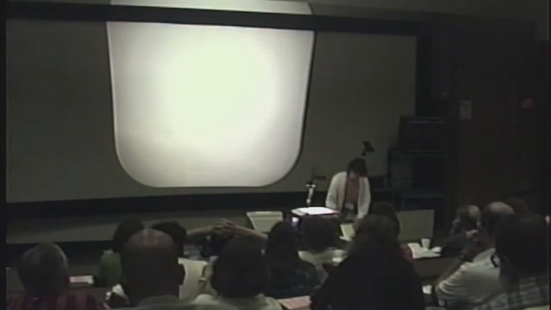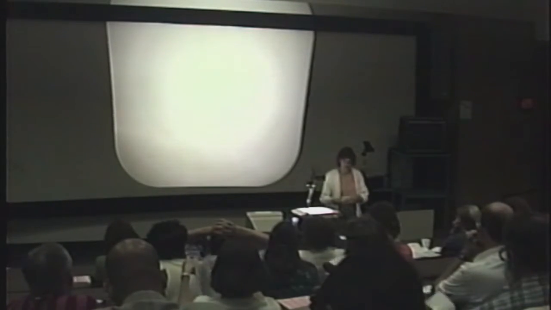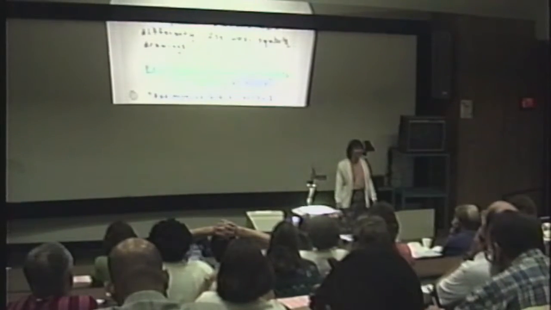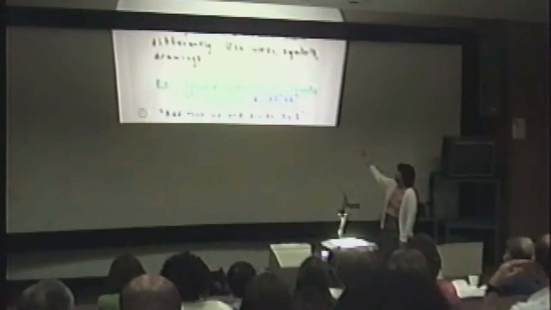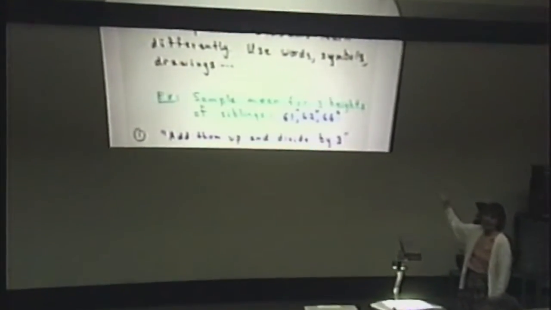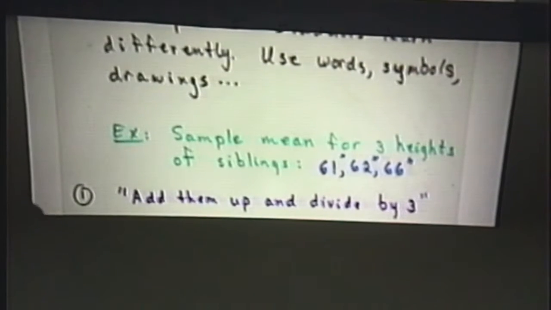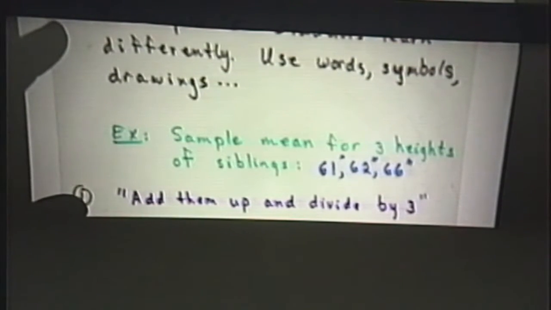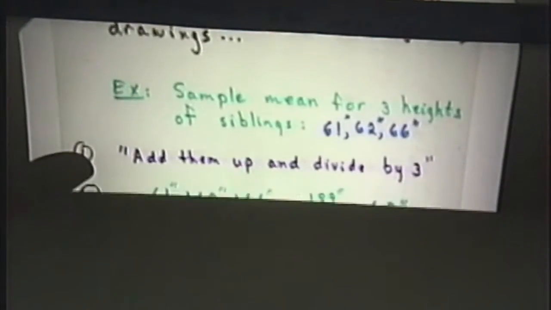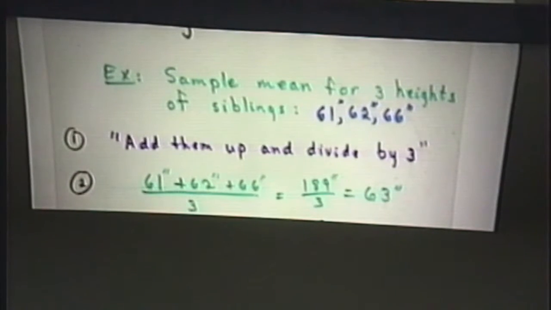Okay, and then the fifth principle is the idea that students learn differently. And let me just show you four different ways to explain the sample mean. There's my mother's method. Add them up and divide by 3. So suppose we're just trying to get a sample mean for the heights of, say, three siblings. Add them up and divide by 3. That's the way, I guess, social workers would do it. You can actually spell out the numbers. Just write them down.